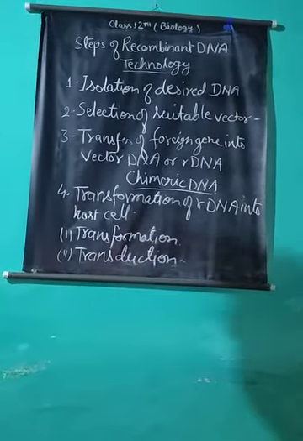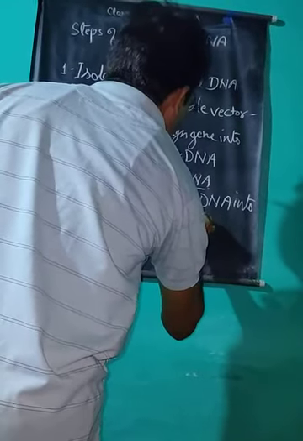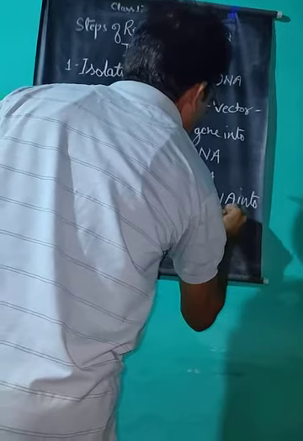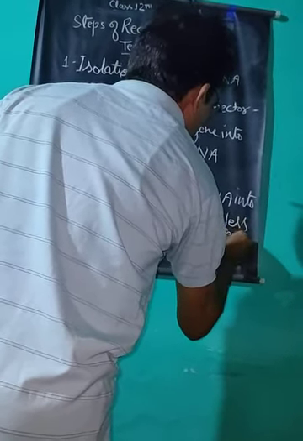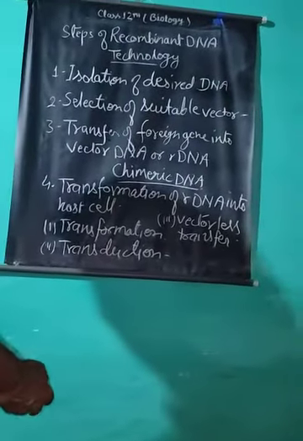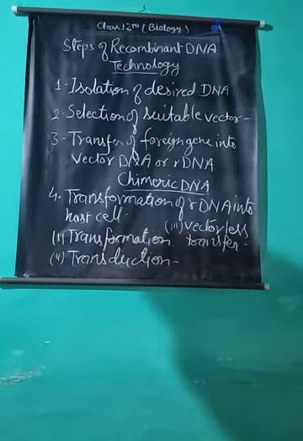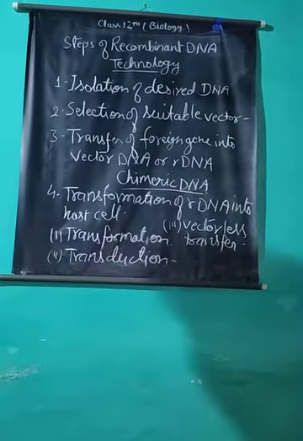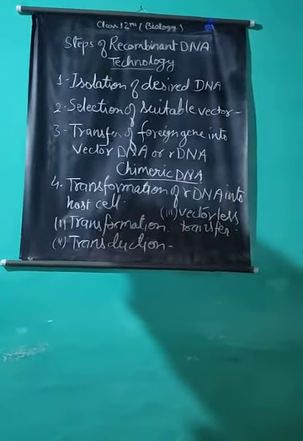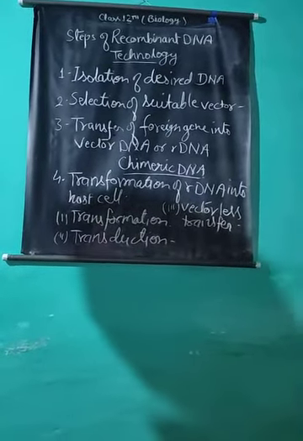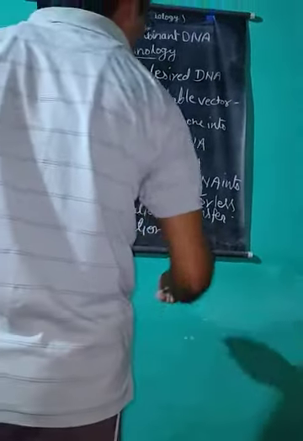Third is vectorless transfer of DNA or genes. Today, many techniques are available by which recombinant or chimeric DNA is transferred from one biological system to another, for example, the DNA injection method. And the last step is screening.